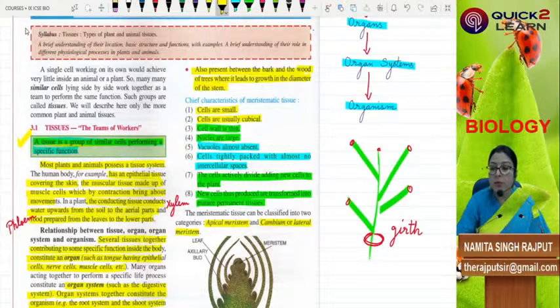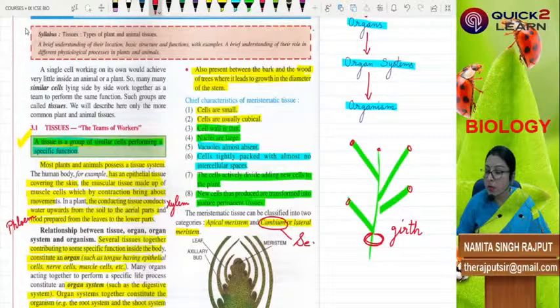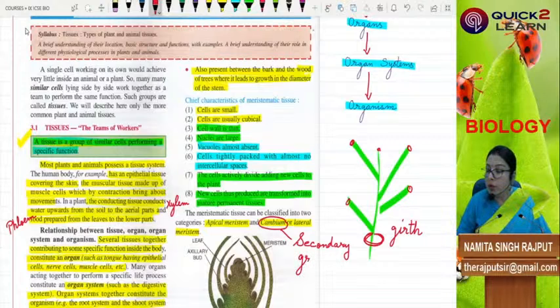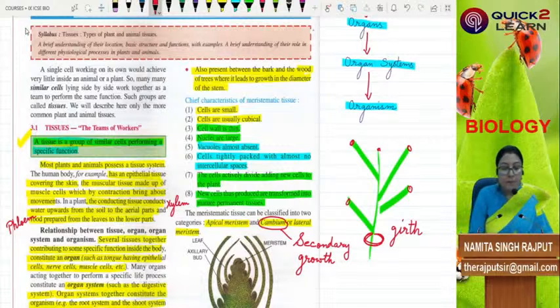And lateral meristem is also known as cambium. It leads to the secondary growth of the plant. That means when you see a very tall tree which also has a huge diameter, big in girth, that means there is a lot of secondary growth there. The cambium has grown a lot. So the apical meristem leads to the growth in height, and lateral meristem increases the diameter of the plant.